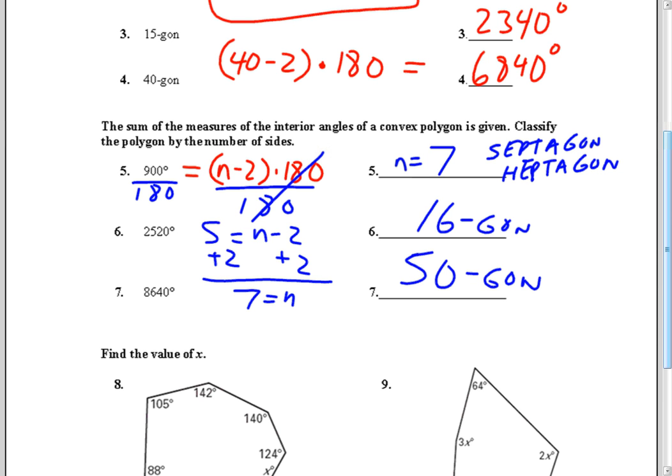Six and 7. If it asks for a classification, everybody listen. If you just wrote down 7, 16, and 50, technically that's not answering the question. I gave you credit for it, but I'm looking for a classification. Give me a name. If it's 7, septagon or heptagon. If it's something above 12, give me just the number and dash gon at the end of it.